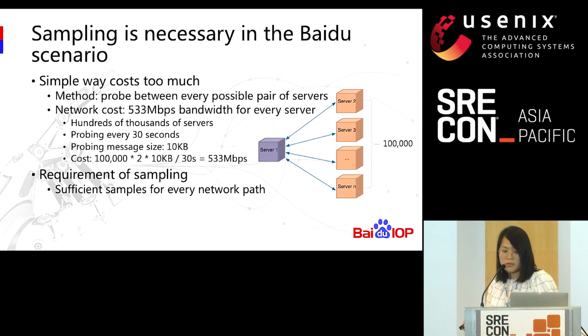Probing between every possible server pair is the most direct and simple way. But there are hundreds of thousands of servers, so billions of possible server pairs in the Baidu scenario. Take 100,000 servers as an example. Every server will probe the others and be probed by the others every 30 seconds with 10 KB message size. Then it costs 533 Mbps for each server, while the total bandwidth is 1G. We can't afford it, so we have to sample. If we can guarantee sufficient samples for every network path, the samples can still characterize the network quality.